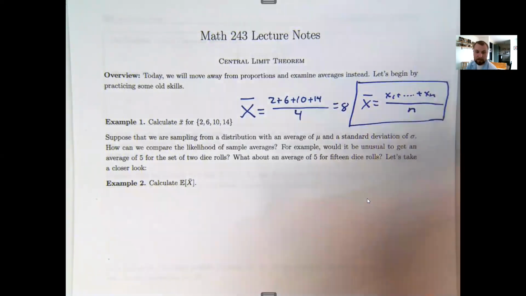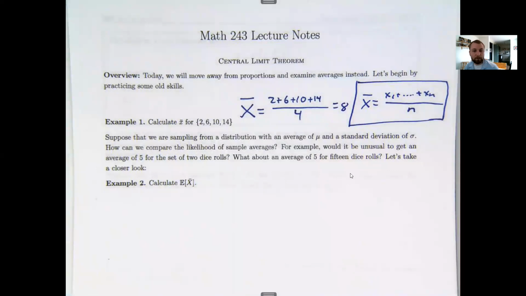And here's the general setup for what we're dealing with. Suppose we are sampling from a distribution that has an average of mu and a standard deviation of sigma. How can we compare the likelihood of sample averages? For example, would it be unusual to get an average of 5 for a set of 2 dice rolls? Would an average of 5 be unusual for a set of 15 dice rolls?